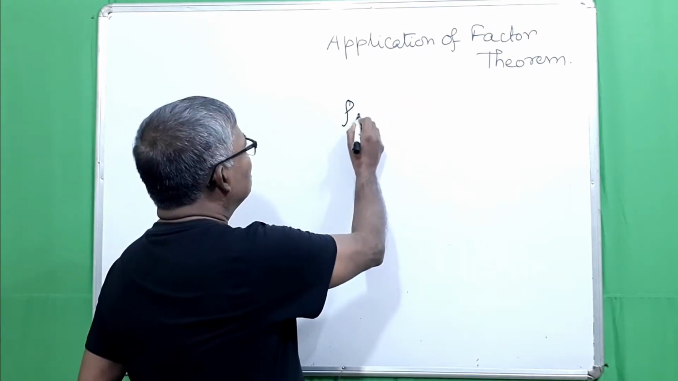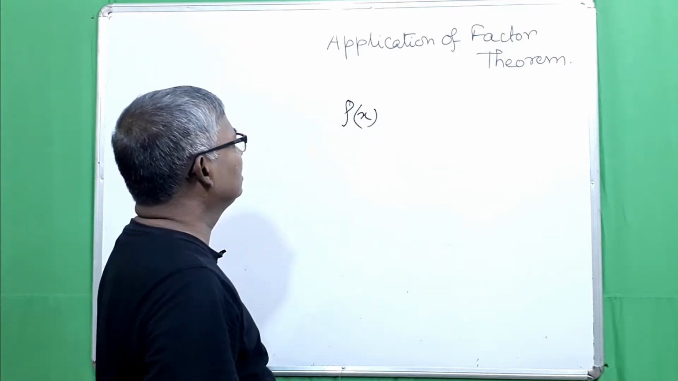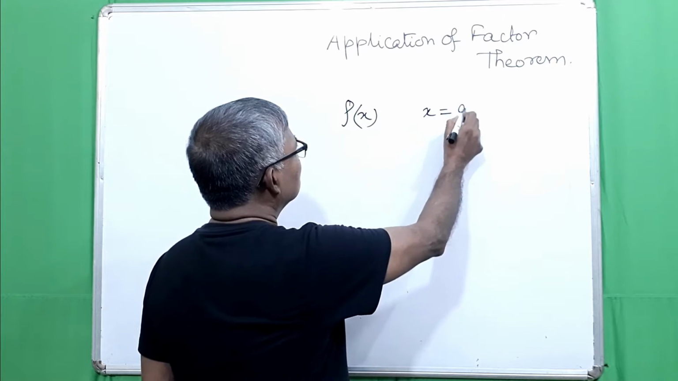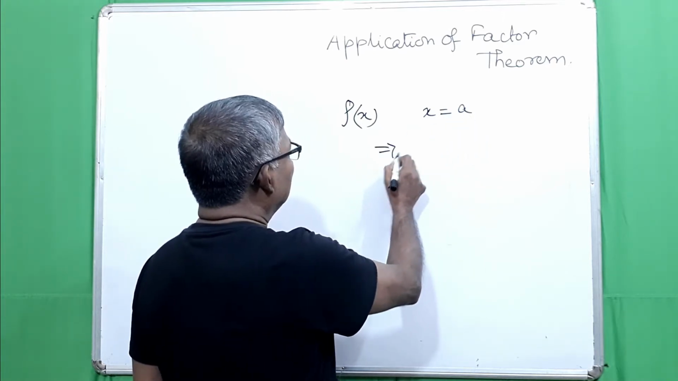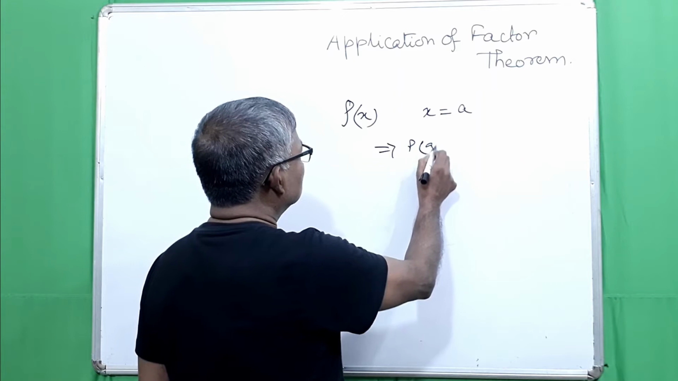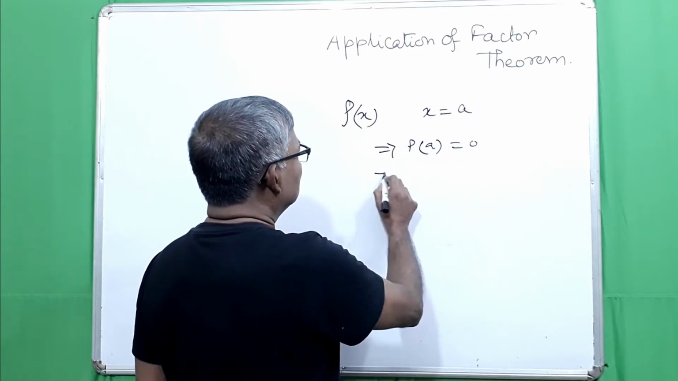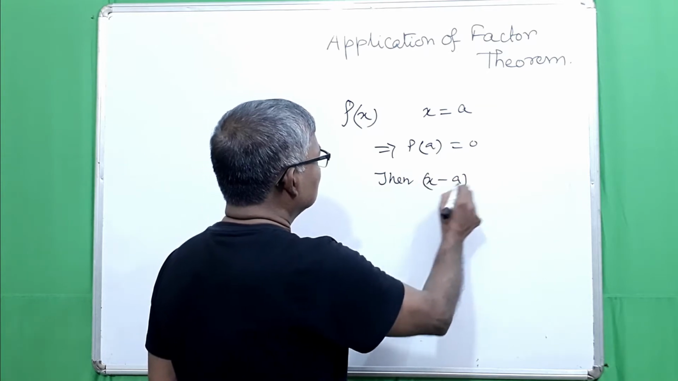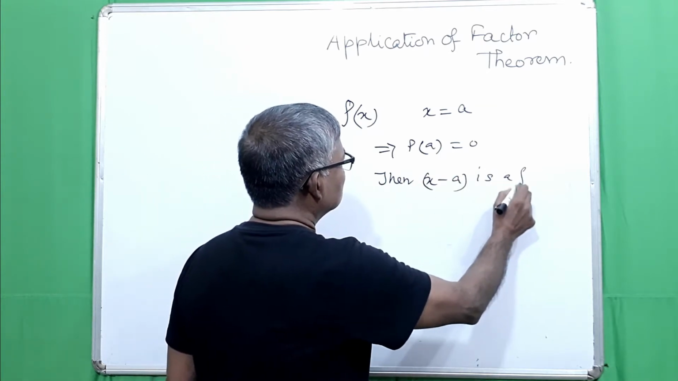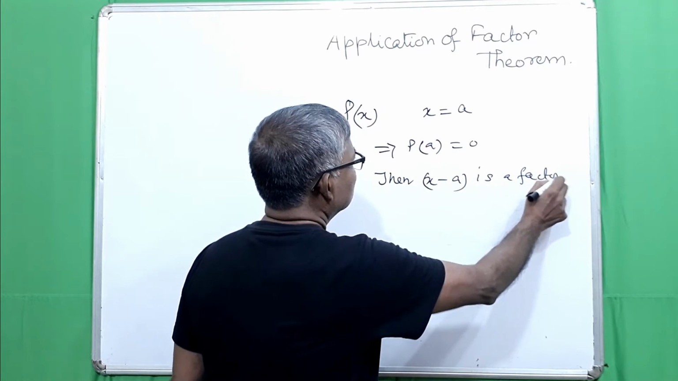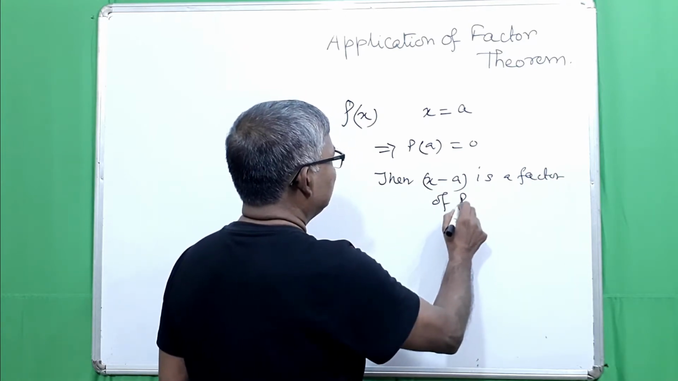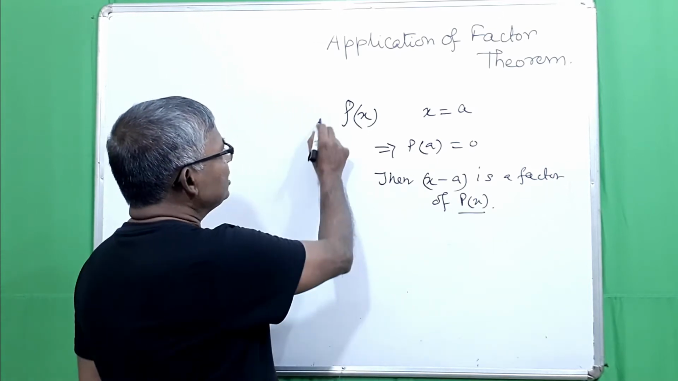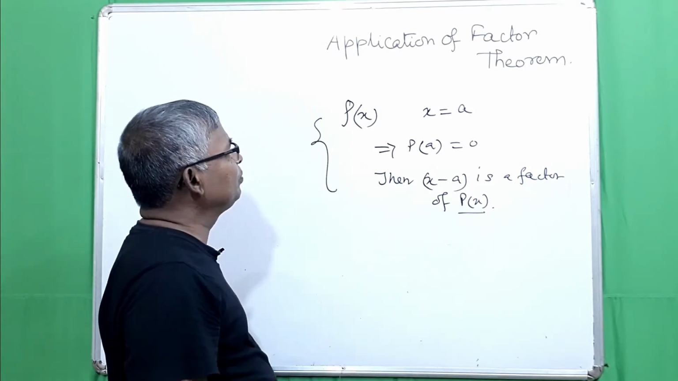Let P(x) be any polynomial, and if we put x equal to a gives P(a) equal to 0, then we say x minus a is a factor of P(x). Students, this property is very important in algebra.